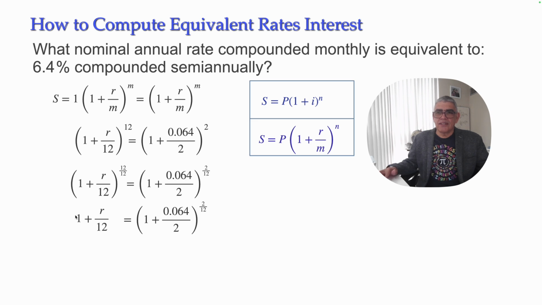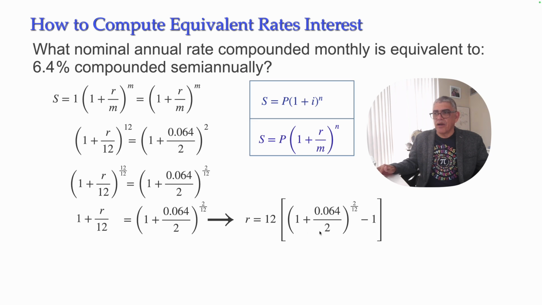Okay, so this one that is written here can go to the other side subtracting, and then you can multiply by 12. So you can subtract first 1 and then multiply by 12. So you get then that R will be 12 multiplied by 1 plus 0.064 over 2 to the power 2 over 12 minus 1. And then use your calculator.